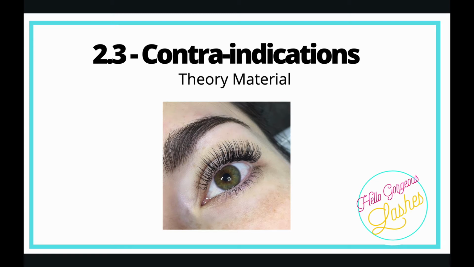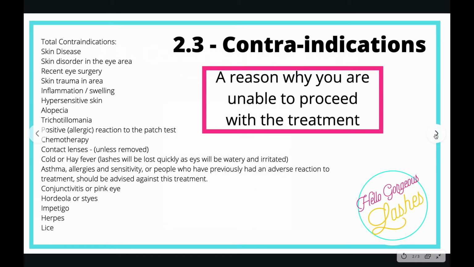Module 2.3, we're on to contraindications. As I said in the previous module, a contraindication is a reason why we are unable to proceed with the treatment. So you need to rule out all contraindications before you go ahead with the treatment. There are hundreds of contraindications. A lot of them are medical related.